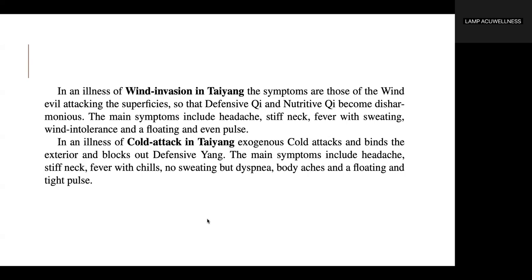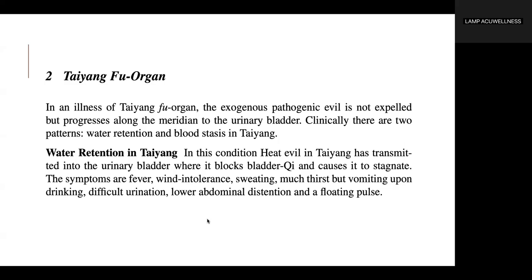In an illness of cold attack in Tai Yang, exogenous cold attacks and binds the exterior and blocks out defensive yang. The main symptoms include headache, stiff neck, fever with chills, no sweating but dyspnea, body aches, and a floating and tight pulse. The Tai Yang fu organ. In an illness of Tai Yang fu organ, the exogenous pathogenic evil is not expelled but progresses along the meridian to the urinary bladder. Clinically, there are 2 patterns: water retention and blood stasis in Tai Yang.